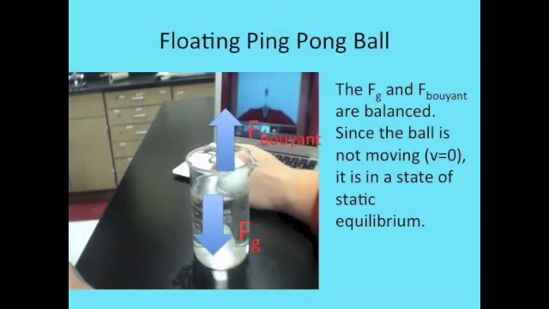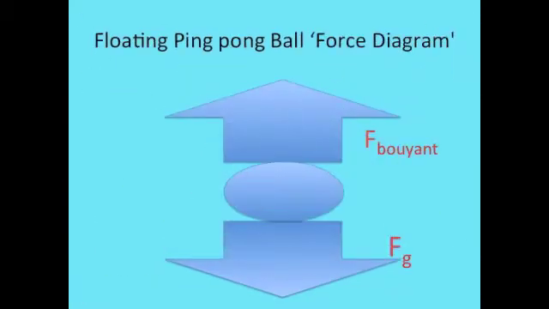The ping pong ball is floating on top of the water, which is a buoyant force, and gravity is pulling down on it, which is making static equilibrium. This floating ping pong ball force diagram tells that the buoyant force is pushing up on the ping pong ball, and the gravity is pulling down and making it static equilibrium.